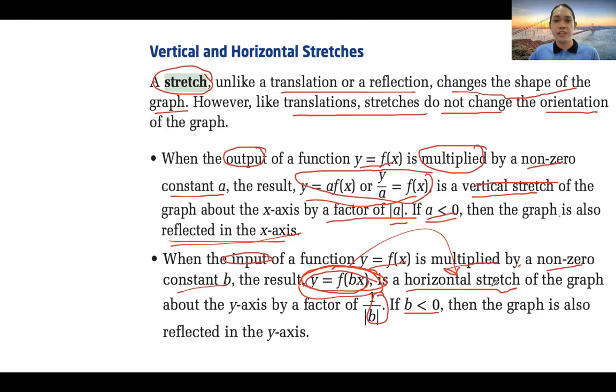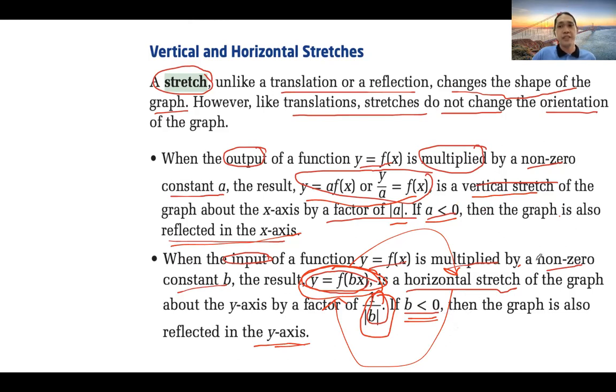So multiplied by a non-zero b, the result y equals f of bx. F of bx is a horizontal stretch of the graph about the y-axis by a factor of 1 over the absolute value of b. Where b is less than 0, the graph is also reflected in the y-axis. So I want you to remember that the formula for the horizontal stretch is y equals f of bx. So what is the value of your b? Remember, the factor is 1 over the absolute value of b.